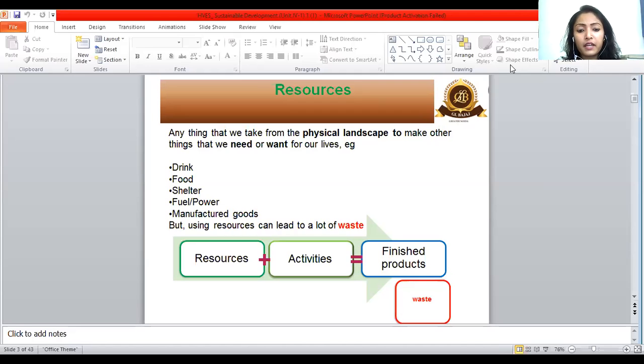But do you think that whenever we need resources to be used, we need to convert those raw resources into some refined products?